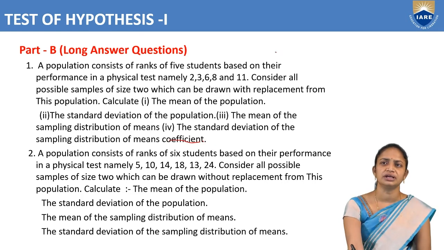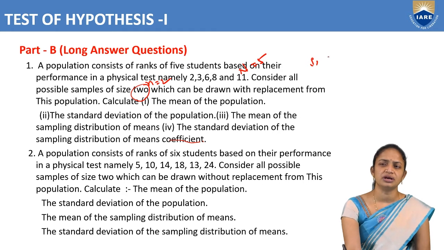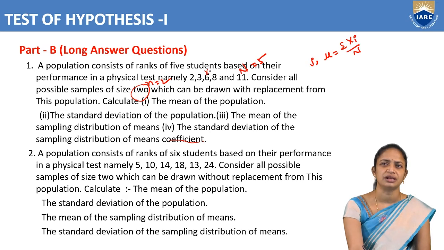Okay, so here they have given that capital N equal to 5 and the small n sample size is 2, small n equal to 2. So what is the first formula? We need to find the mean of the population. The mean of the population mu equal to summation capital Xi by N. So here the capital Xi values are these.